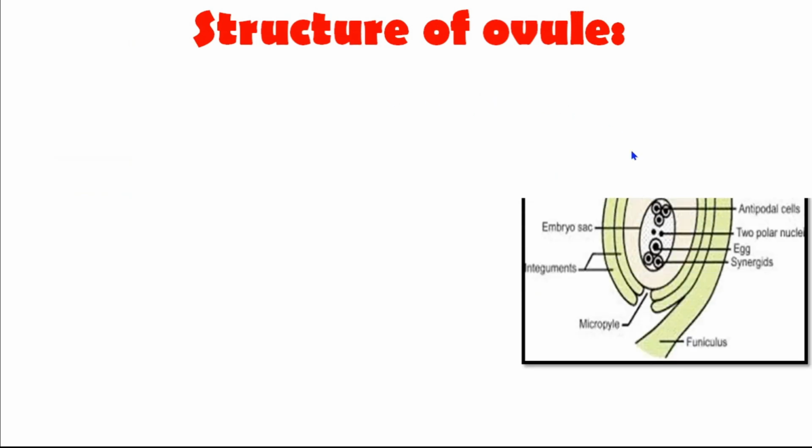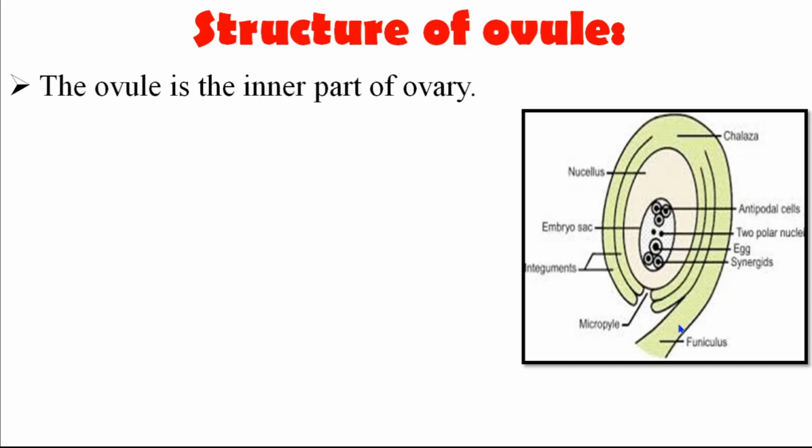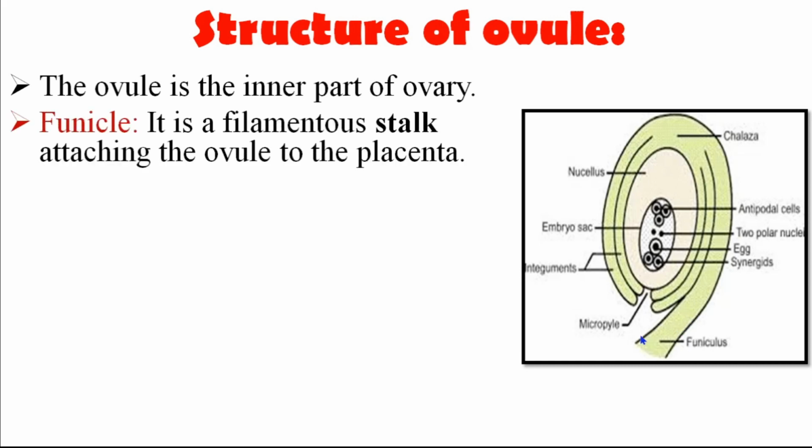Structure of the ovule. This ovule, which is found inside the ovary of the pistil, has a stalk known as funiculus, and this funiculus attaches the ovule to the placenta. These are the integuments. There are two integuments. This is the outer integument and this is the inner integument. The function of the integument is protection. It protects the ovule.